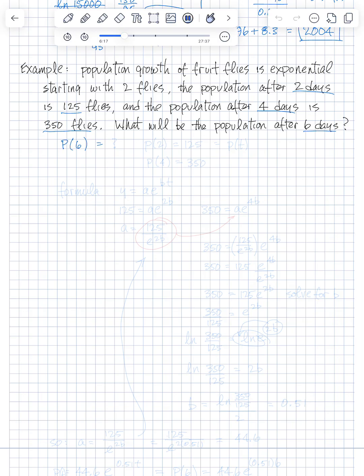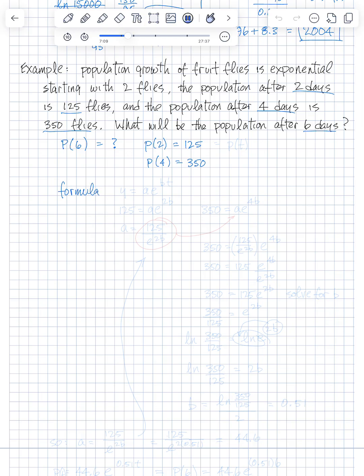So what we're looking for is P of 6. The given conditions we have: after 2 days, it's 125, so P of 2 is equal to 125. After 4 days, the population is 350, so P of 4 equals 350. Now we have to put this into a formula, so first figure out the formula, and then we can figure out what P of 6 is.